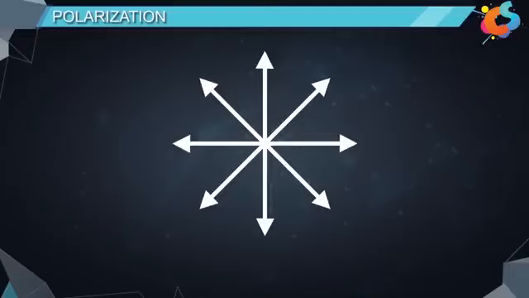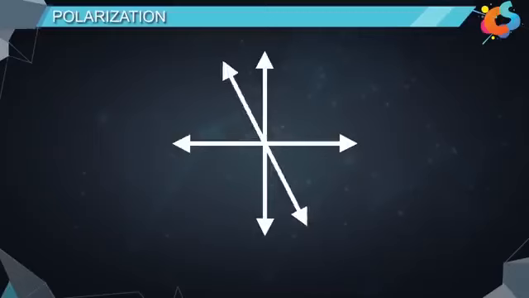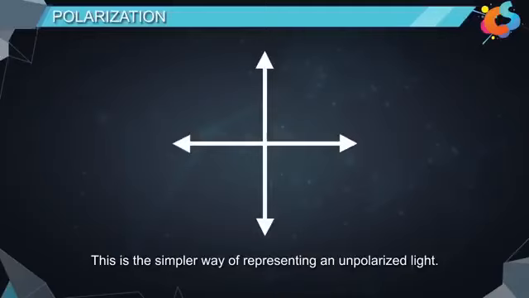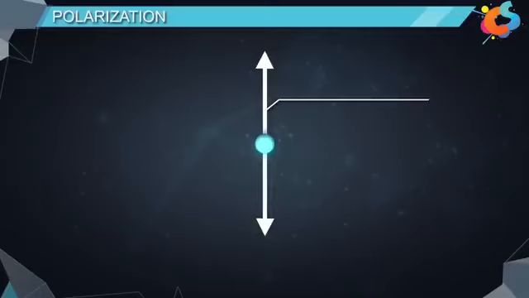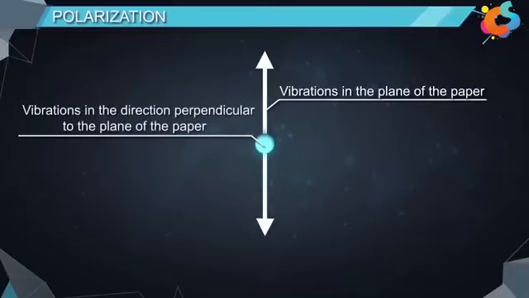The electric field vectors in the unpolarized light can be resolved into vertical and horizontal components. Now, this is the simpler way of representing an unpolarized light. However, this is only a front view of the wave. On the side view, the wave is represented in this way. Here, the arrow represents vibrations in the plane of the paper and the dots represent the vibrations in the direction perpendicular to the plane of the paper.